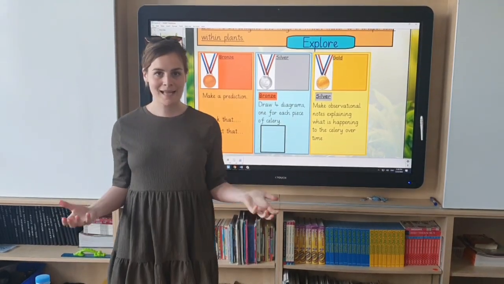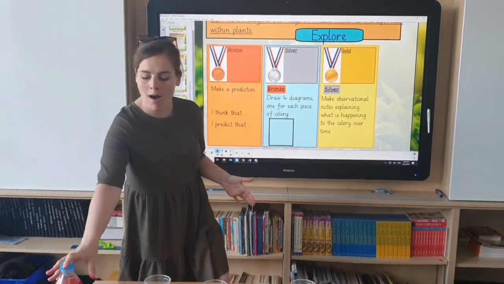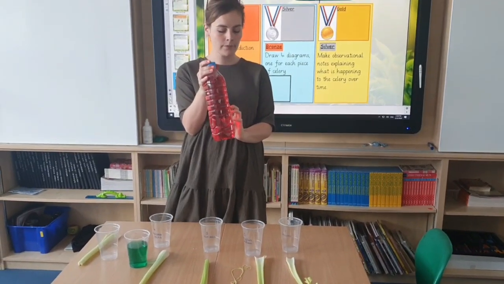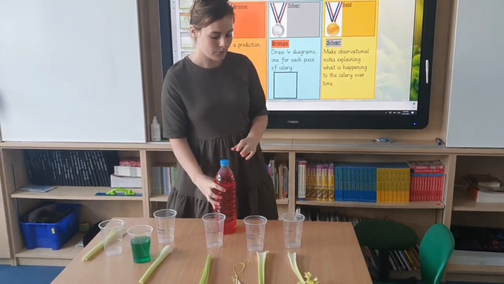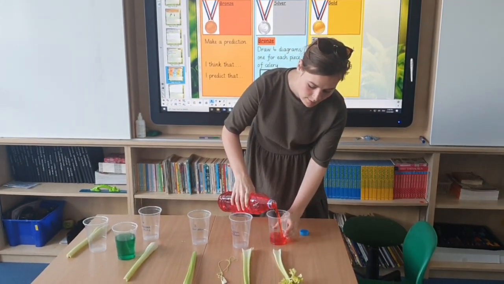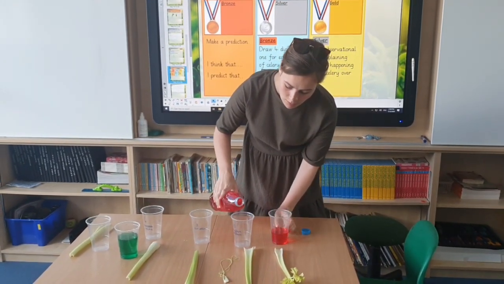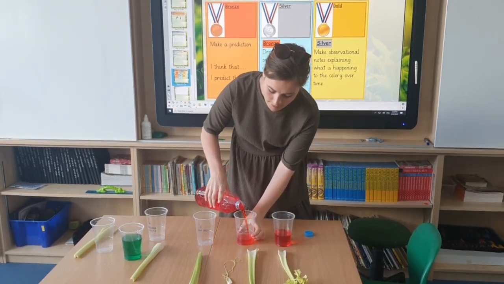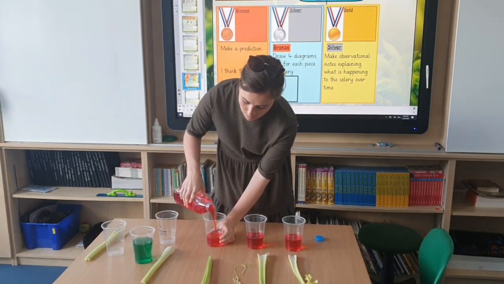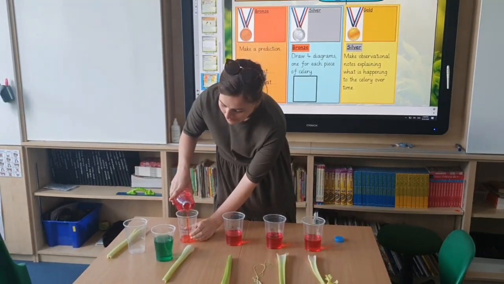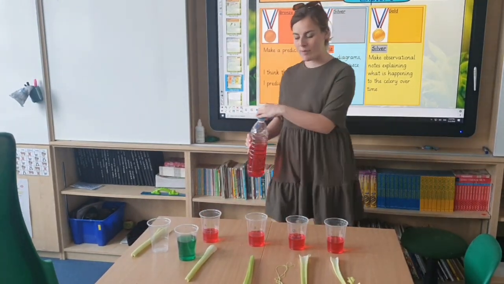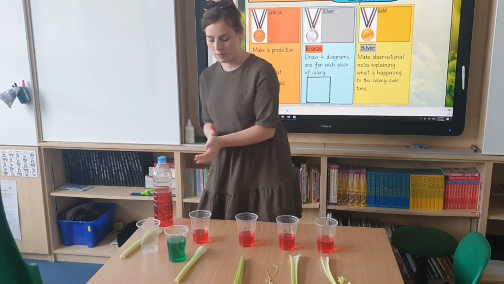Now that we have made our predictions, we need to set up our experiment. So I have got a bottle of red food colouring and water. I'm going to place the same amount of water in each of the cups, and I have labelled my cups. And I'm filling it up. I've got a line that goes around my cup and I'm filling it up to there. So I've got the same amount of food colouring in each.